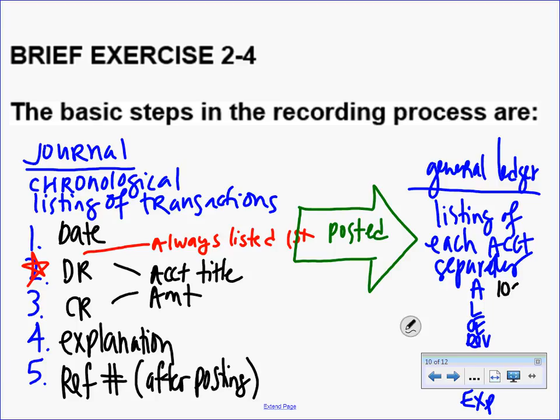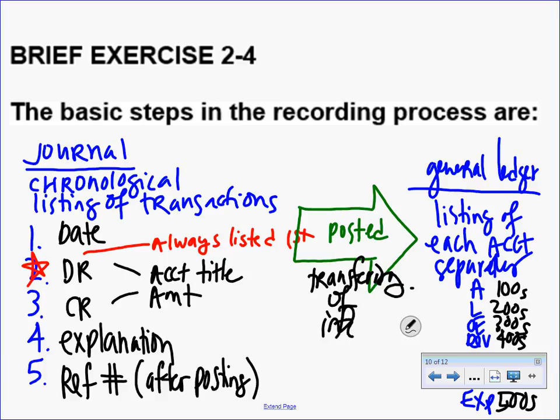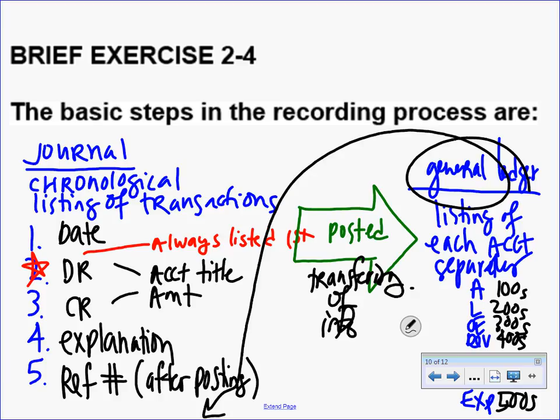Assets are usually the 100s. Liabilities are usually the 200s. Owner's equity are the 300s, 400s, and 500s. That's where we kind of ended yesterday as far as how things are numbered. And remember, the idea of posting is simply the transferring of info. You're taking what you did in the journal and transferring it over to the general ledger. But then don't forget, you have to come back to this step and post the number, whether it's 101 or 301 or 501.